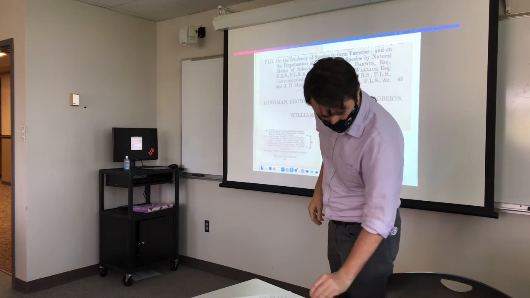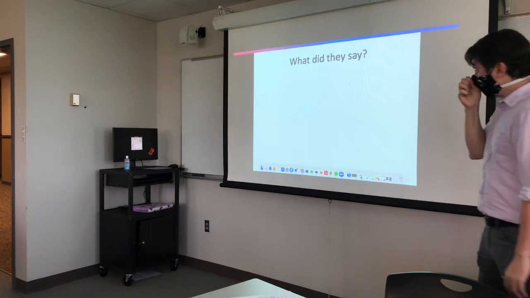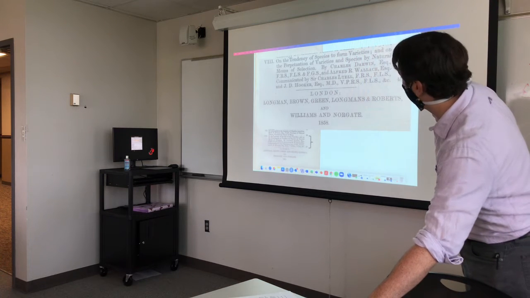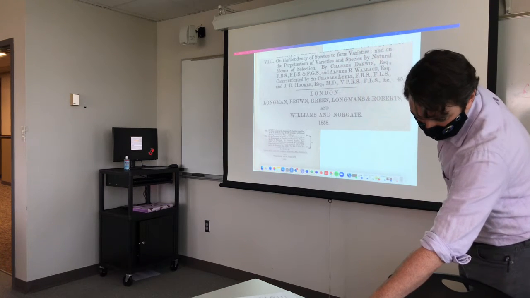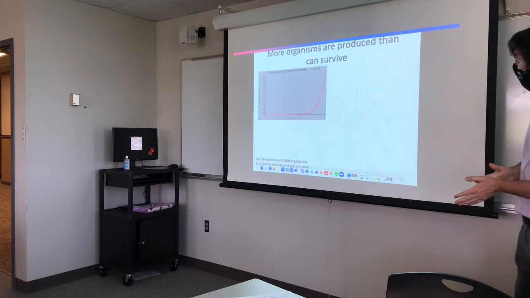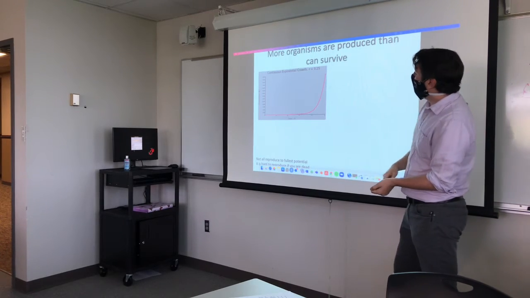So, what's really in this? I mean, you can go and read it. It's available online. This might even have been a screenshot from the online PDF that you can get. And they said stuff that you guys already heard once. This is what they got from Malthus. They both read it. That more organisms are produced in a population every generation than can possibly survive.